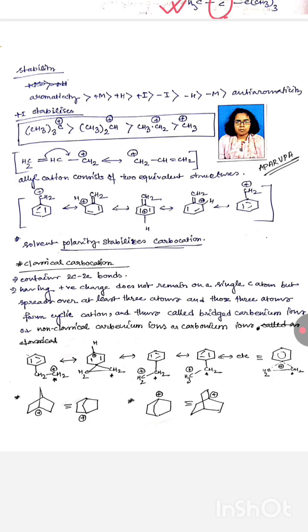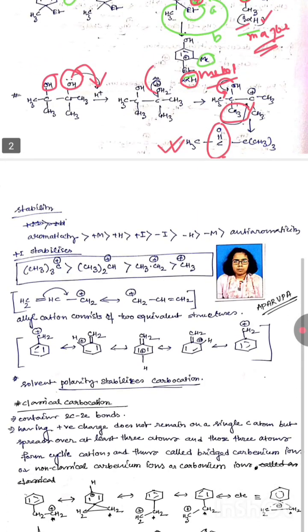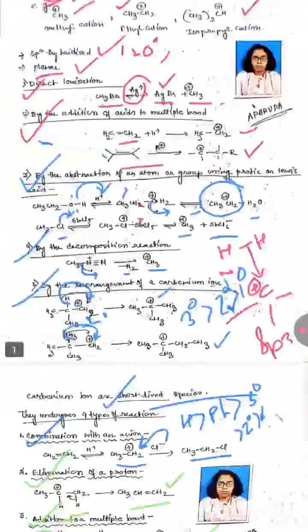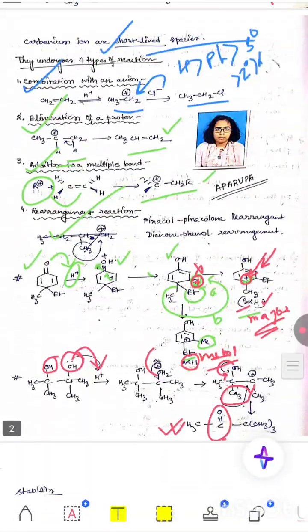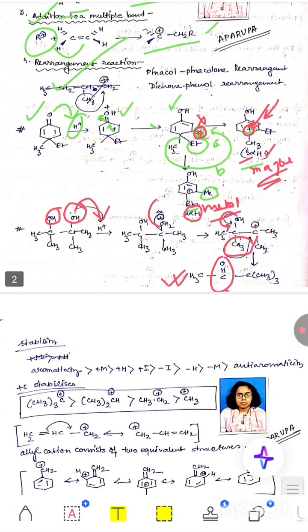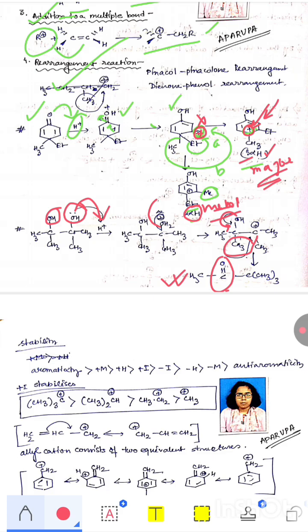Always remember for stability of carbocation, that is aromaticity first one. अगर आप कोई भी जगह देखो कि ये जो इसका स्टेबिलिटी इससे ज़्यादा होता है, वाई?